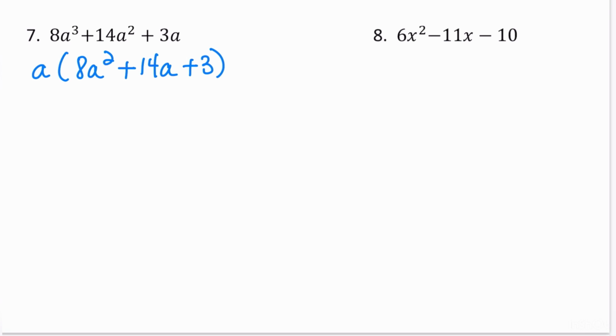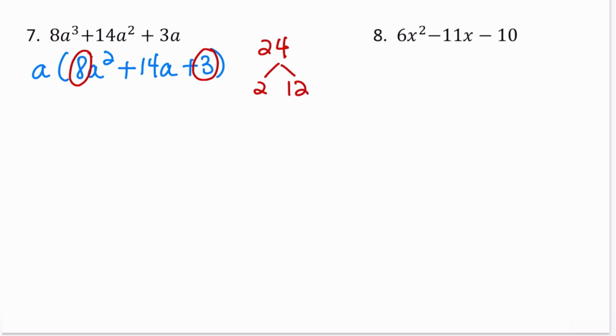So once again, I'm going to multiply the 8 times the 3, and that's going to give me positive 24. What multiplies to give me positive 24 that's going to add to give me 14? And the answer is going to be, well, let's think. 24 is 3 times 8, that adds up to 11. 4 times 6, that adds up to 10. So it's going to be 2 times 12. 2 times 12 is going to multiply to give me 24 and add to give me 14.